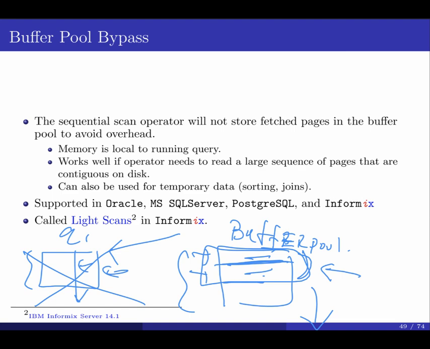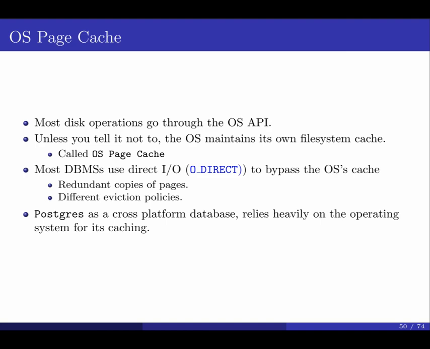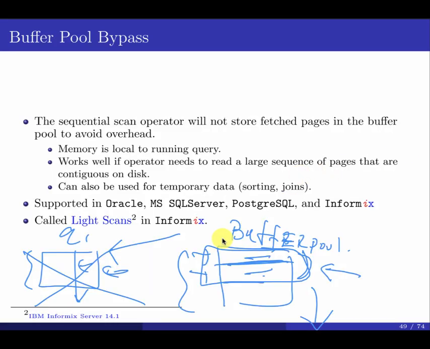So again, we skip the buffer pool completely and store the page that you fetch directly in the main memory and the cache. Once you're done, you can delete it. Another thing, by the way, it depends on the database. Some databases use this one, like Oracle, Microsoft SQL Server, and Postgres. They can support this kind of operation.